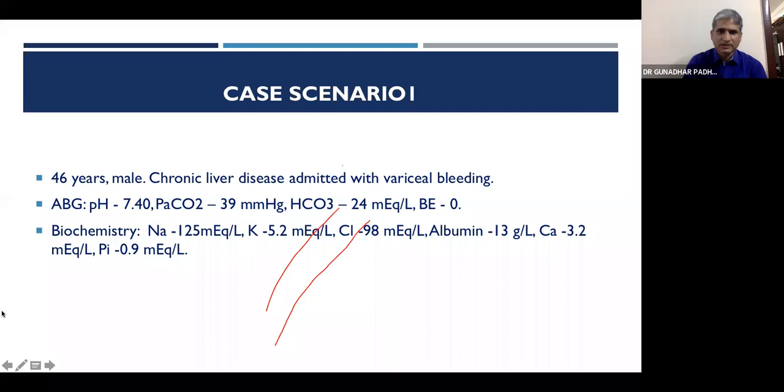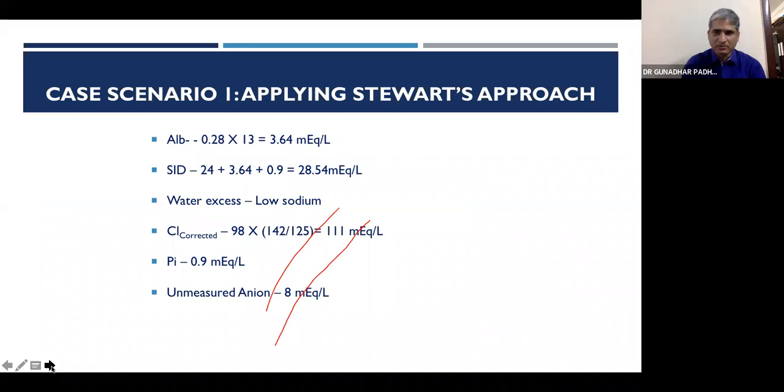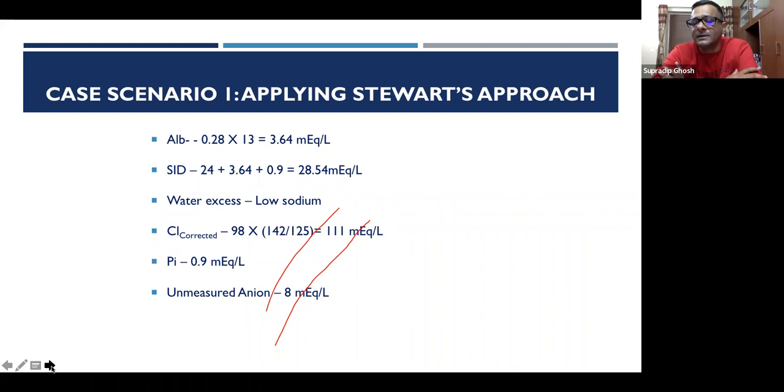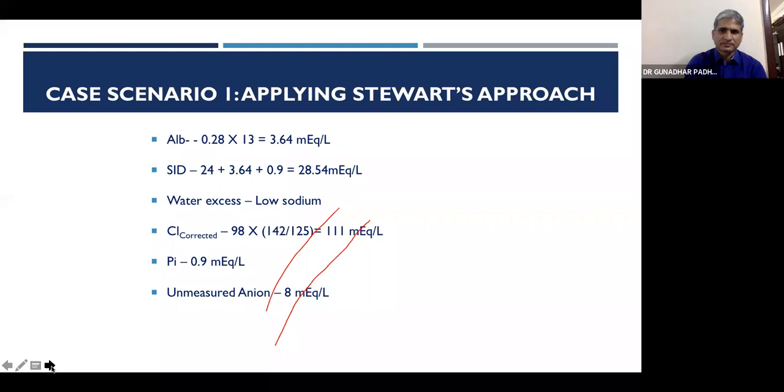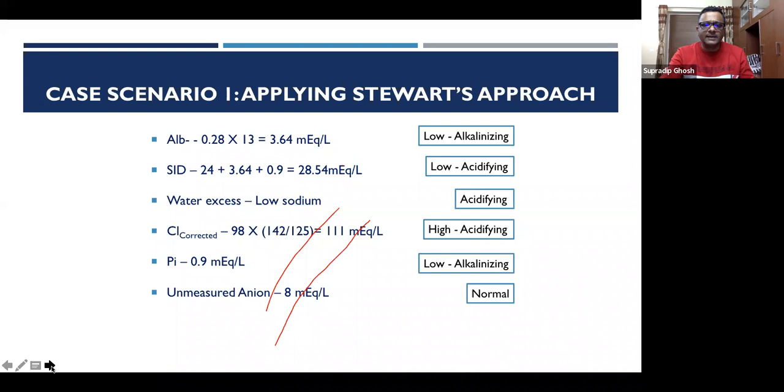Let's take one more example. If the sodium and chloride go in the same direction, the changes will be counterbalanced. If the sodium goes down, there is a tendency for metabolic acidosis. If chloride also goes down, there is a tendency for metabolic alkalosis. So this will actually counterbalance each other. But clinically, we hardly get this type of scenario. We hardly get both low sodium and low chloride, but we usually get low sodium and high chloride. Let's see one more case scenario.